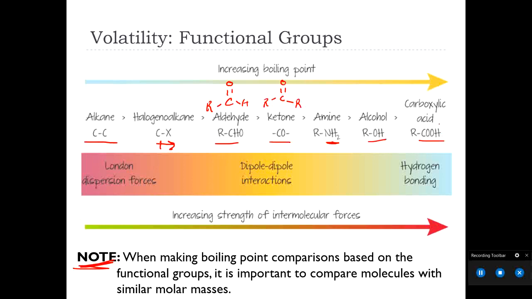So carboxylic acids, compared to all the other ones of similar size, will have the highest boiling point of any of the functional groups. Again, alkanes, with just London dispersion, have the lowest boiling point and weakest intermolecular forces. We move through our dipole-dipole interactions, which are kind of in the middle with boiling point. And then our highest boiling points and strongest intermolecular forces are hydrogen bonding.